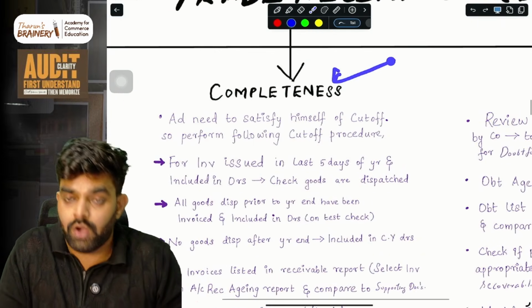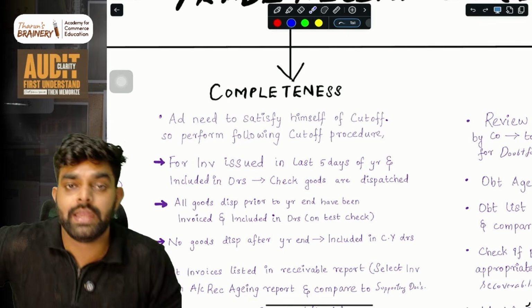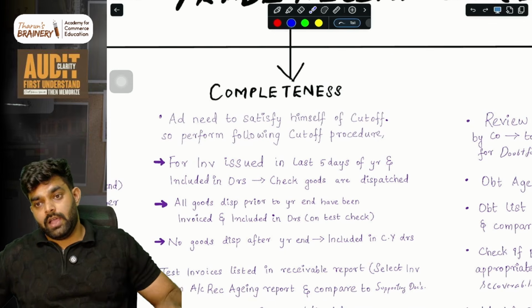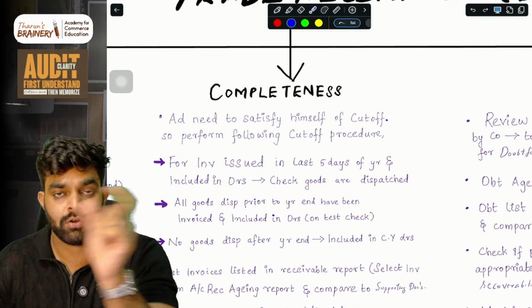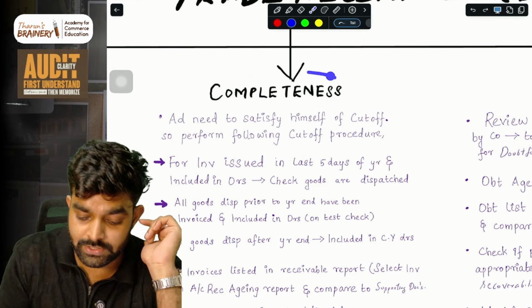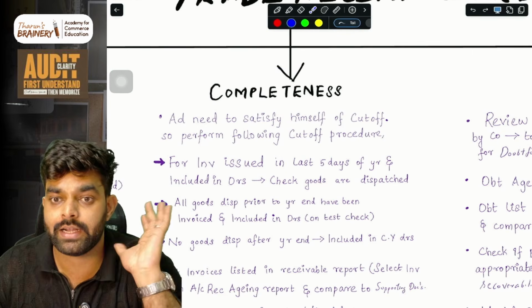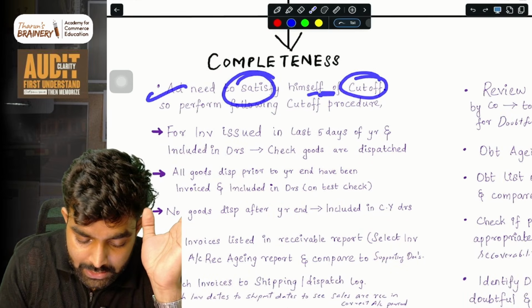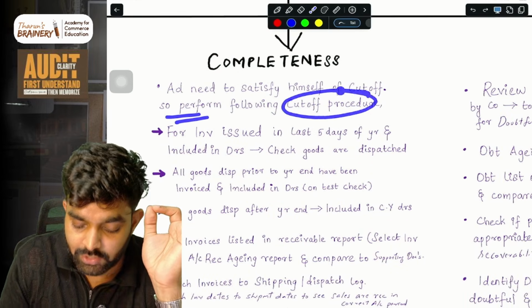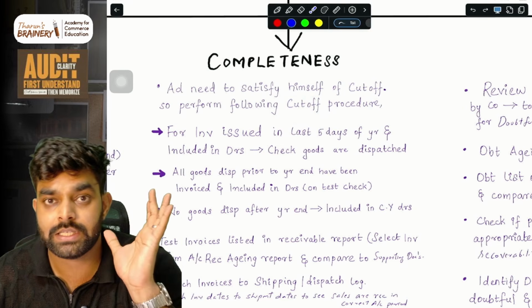Then how will you check the completeness of debtors? Company had 1,000 debtors in a year, and whether these 1,000 debtors have actually been included in the balance sheet, the total is coming. That is, you have to check the completeness. That is, all debtors in the current year have been included. So to check, the auditor needs to satisfy himself of the cutoff procedure. So perform the following cutoff procedure. The auditor has to satisfy himself of cutoff.